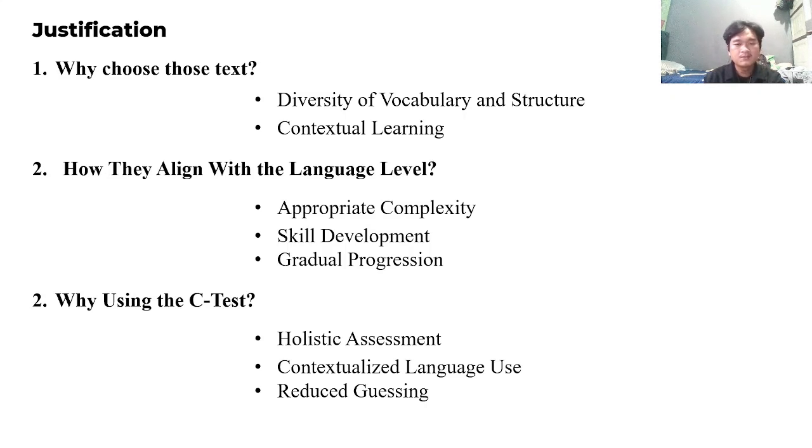Number 3 is gradual progression. The text provides a natural progression in difficulty, starting with simpler sentences and gradually introducing more complex ideas, which allows students to build confidence and competence in their language skills. This gradual increase in complexity is essential for effective language learning.